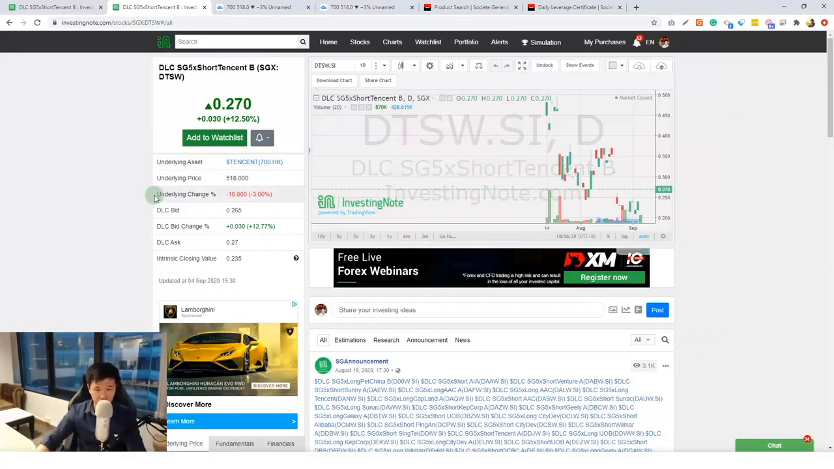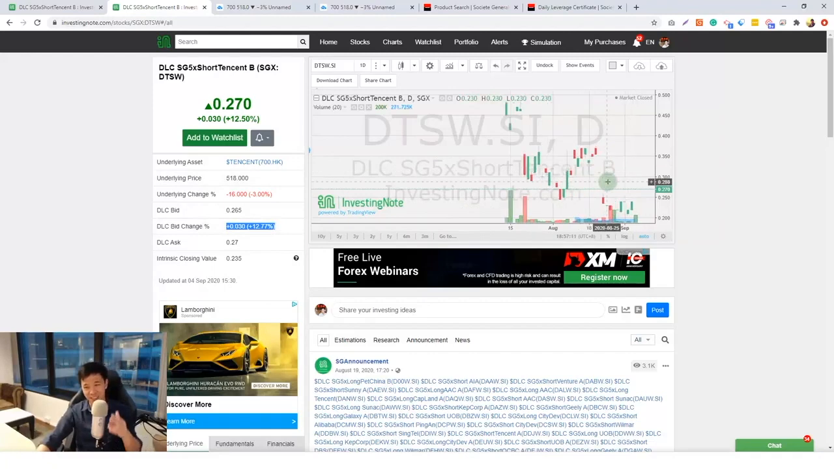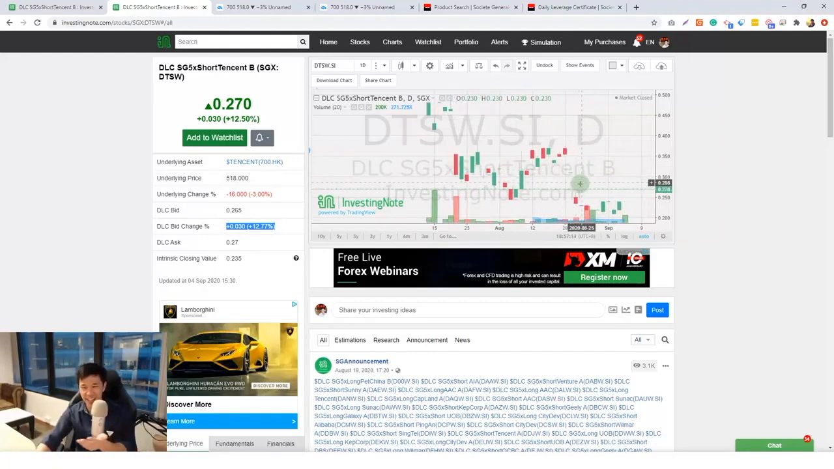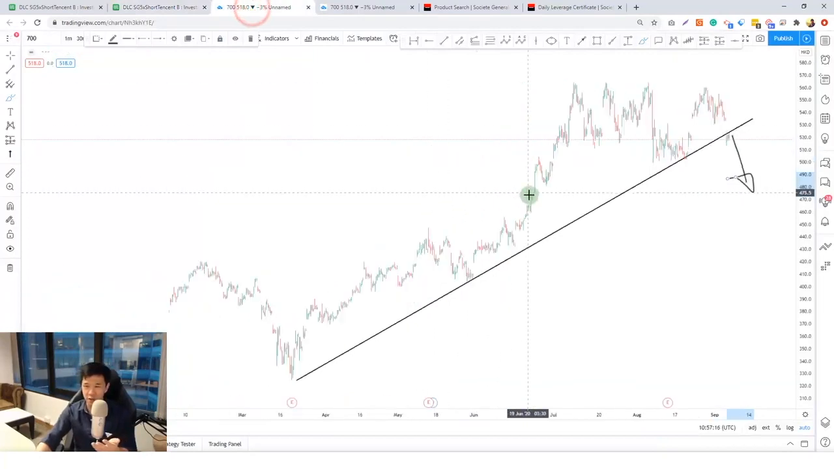You can see that prices drop, right? Which is good for someone who has short Tencent, right? So we can only buy DLCs. In this case, if you had taken a position on the DLC, right, the position would have made 12.77% when Tencent dropped 3%, right? So always remember, look at the underlying. That's all you need to know. Why I say that is because if you look at the chart here, right, it's not gonna tell you too much. It's very different from the chart you look over here.